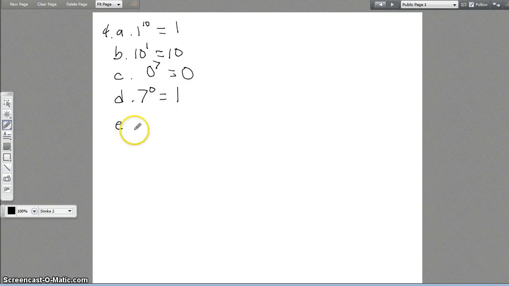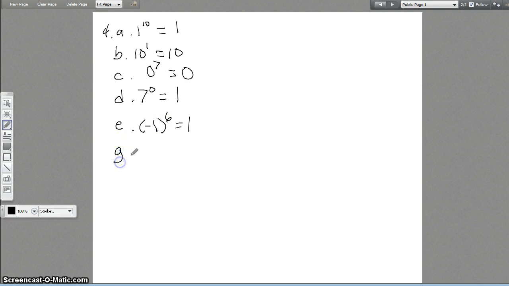Okay, and then E, we have negative 1 in parentheses to the 6th power. Okay, this is where you have to be careful. If you raise a negative number to an odd power, you are going to have a negative answer. A negative number to an even power is going to give you a positive answer. Negative 1 to the 6th is positive 1. Now, that is only if the negative is inside of the parentheses so that our exponent applies to it.